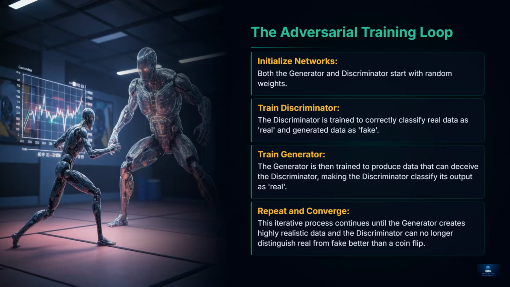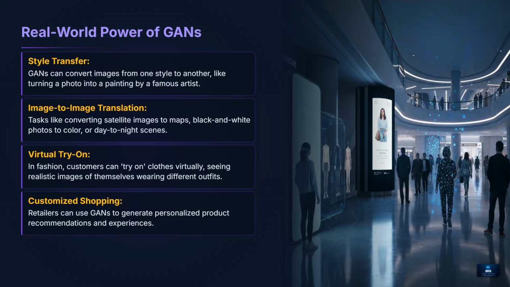The training process for GANs is a fascinating zero-sum game. Initially, both networks start fresh. We first train the discriminator to be good at telling real from fake. Then we train the generator to fool the discriminator. This back and forth makes both networks better, pushing the generator to create increasingly realistic outputs until the discriminator can't tell the difference anymore.